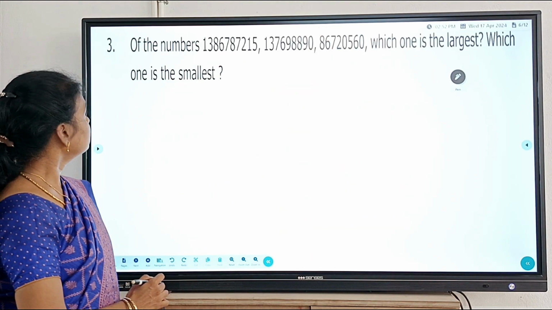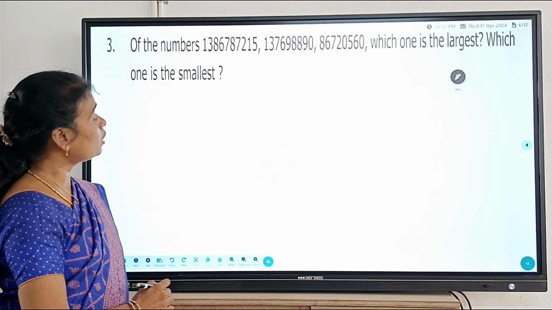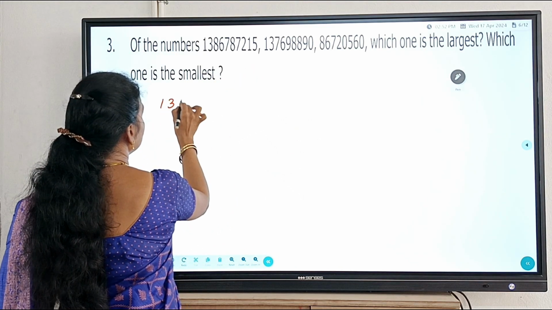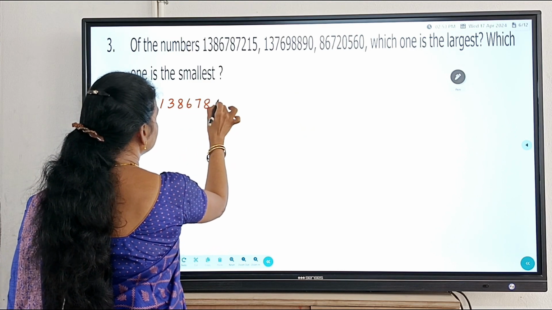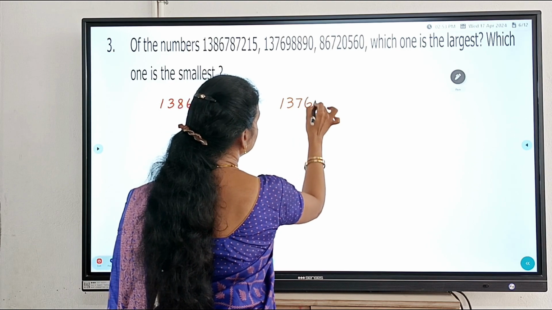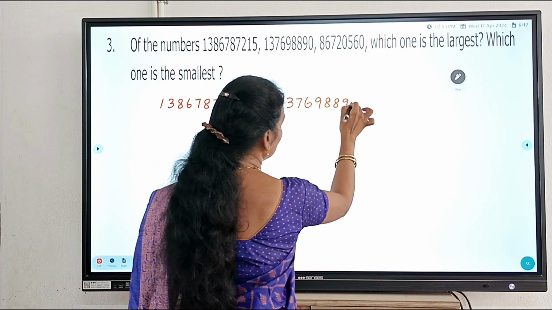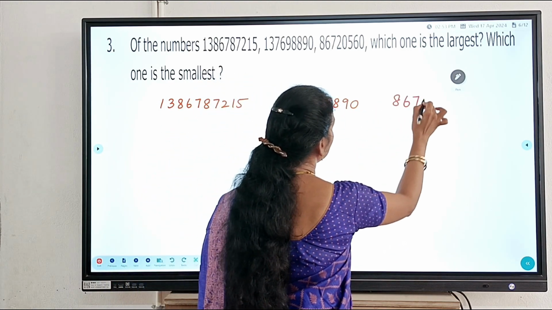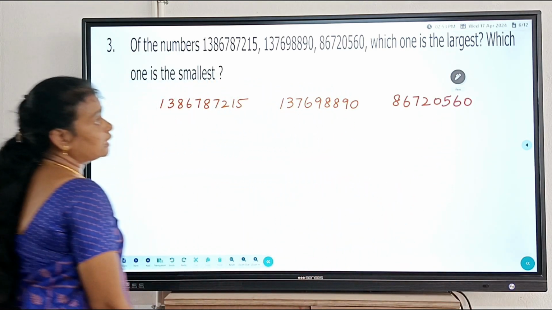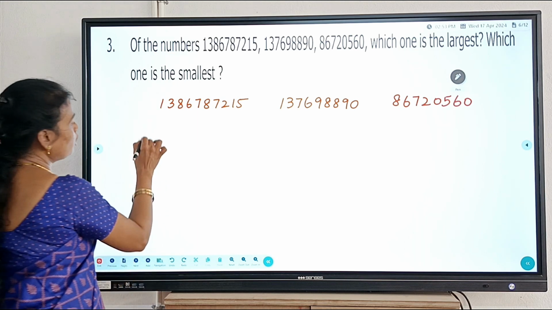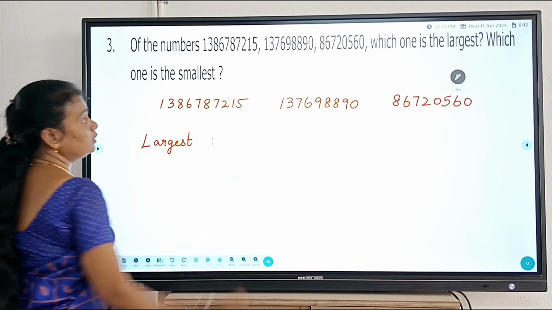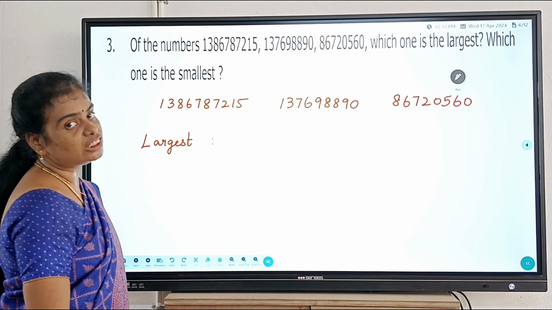Then the third sum: the numbers 1386787215, 1376988890, and 86720560. You must find out which is the largest and which one is the smallest. So how to find the largest one? You must count the number of digits first.